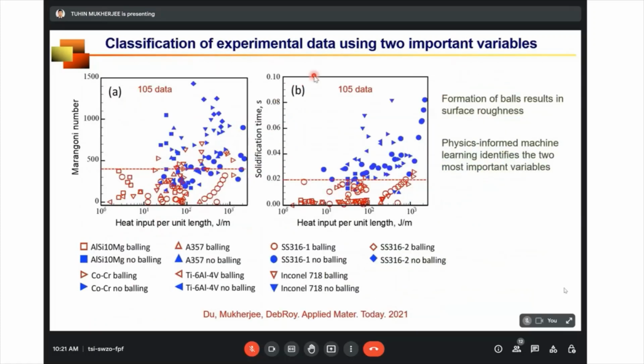Balling defect is another defect which forms small balls on the top of the surface and that creates surface roughness. So using machine learning, we have identified that there are two important variables, Marangoni number, which represents the flow behavior, and the solidification time, and both variables can delineate between the good cases and bad cases. Good cases means no balling for all the alloys, and bad cases means balling, which is a source of surface roughness.